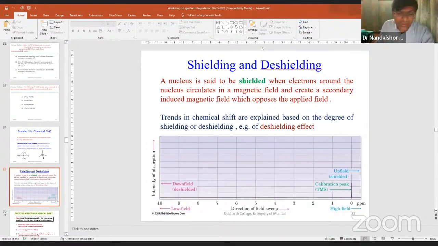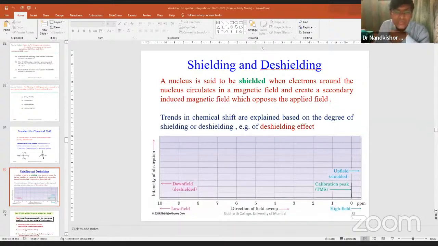So let me comment briefly on the shielding and deshielding phenomena, because this is very important to understand this concept. Now look at here. Suppose this is a nucleus, a proton nucleus. Okay, now look at here. This is the nucleus, the proton nucleus. Now this proton nucleus is surrounded by electrons. Okay, so this is the electronic environment.